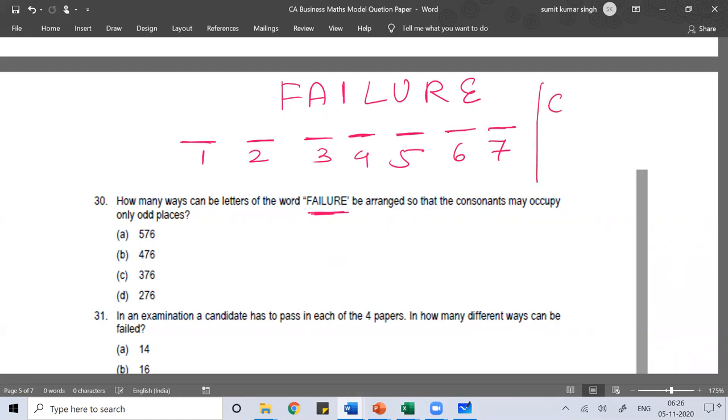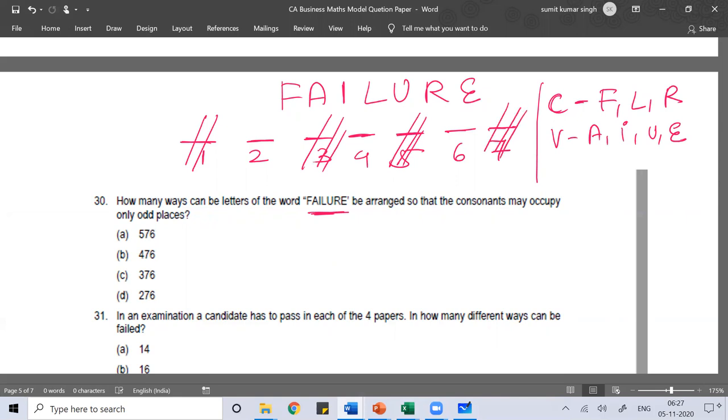So how many consonants are there? Consonants are F, L, R. 3 consonants are there, and vowels are A, I, U, E. So 4 vowels are there, 3 consonants are there. The consonants should always occupy the odd places. So how many odd places are there? 1, 2, 3, 4. 4 odd places are there, and the consonants are 3. So 3 consonants will come in 4 places in how many ways? 4P3 ways. And then you are left with 4 places and 4 vowels. They can come in how many ways? 4P4 ways. So 4P3 means 24, 4P4 means 24. So that would be 576.